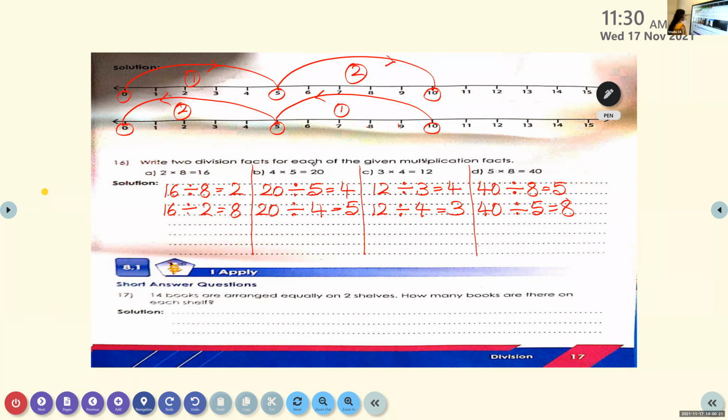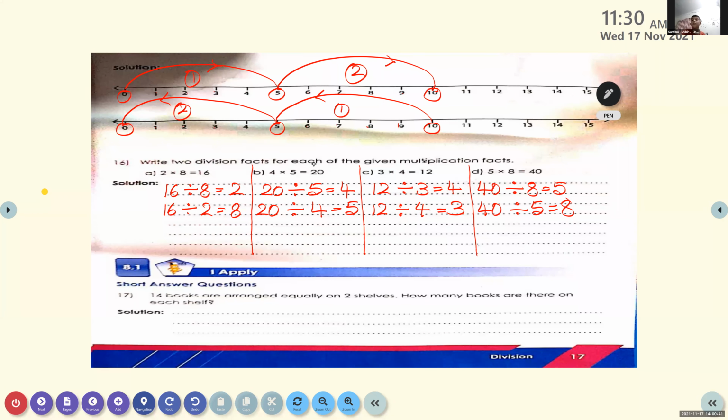Santino, from the first sentence, you have to make 2 statements because 2 things are told in the first sentence. 14 books are arranged equally on 2 shelves. So what will be the first statement?